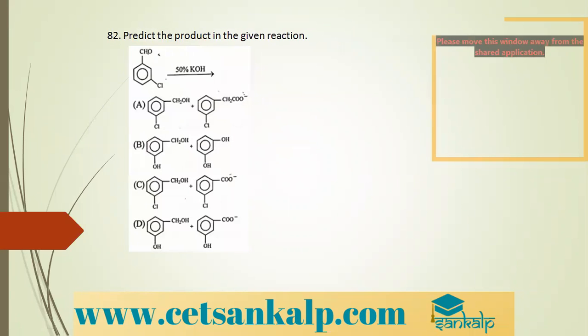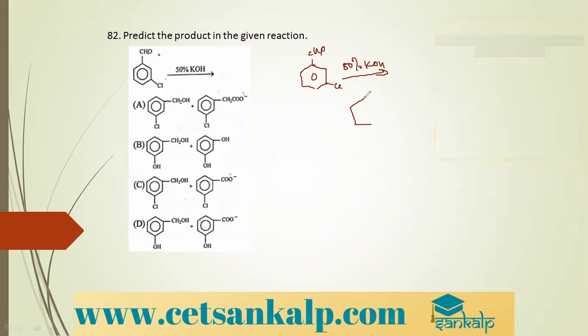Predict the product in the given reaction. It is 3-chlorobenzaldehyde, or you can say meta-chlorobenzaldehyde, and it is treated with 50% KOH. So it is Cannizzaro's reaction. Meta-chlorobenzaldehyde with 50% KOH: one molecule gets oxidized, another gets reduced.